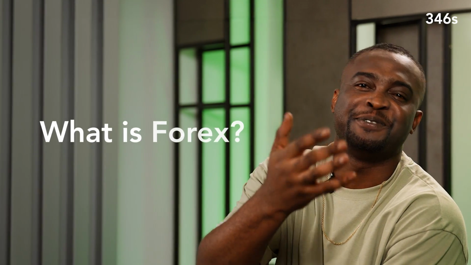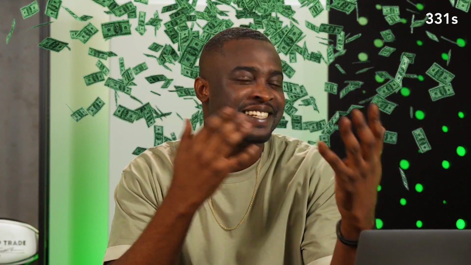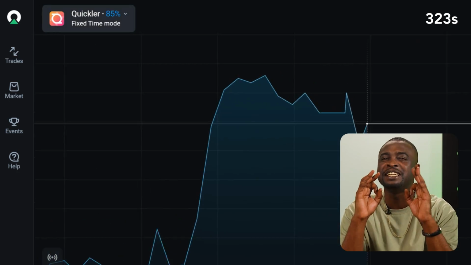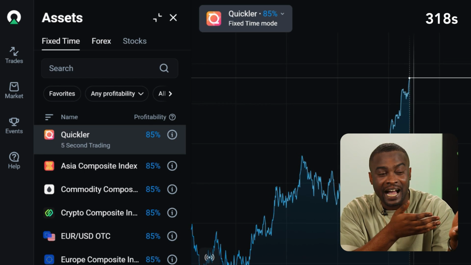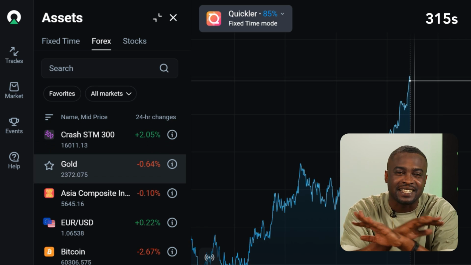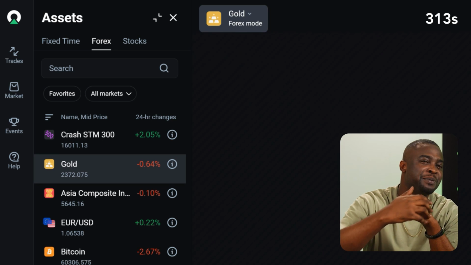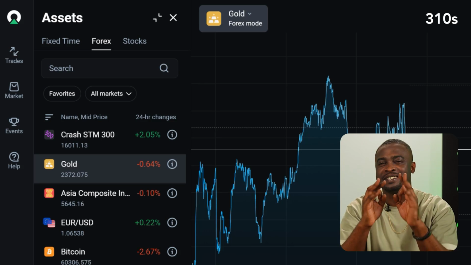First of all, what is Forex? Well, Forex is basically a marketplace where various assets and national currencies are traded. It's considered the most liquid market by volume and number of transactions in the world, with trillions of dollars changing hands every day. Unlike the Fixed Time trades mode, which offers a win or lose scenario, the Forex mode gives you more control of your risk exposure and potential reward by allowing you to exit your trade at any point in time or maintain your position until a profit is secured.